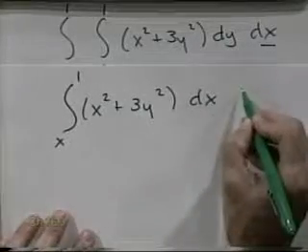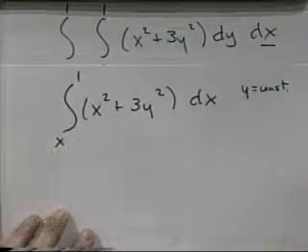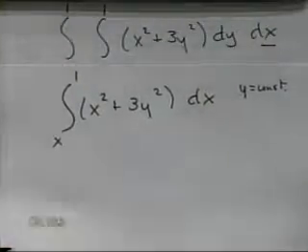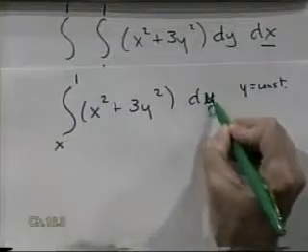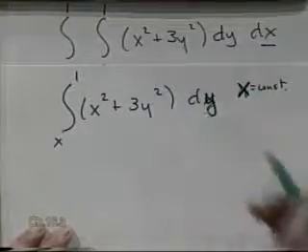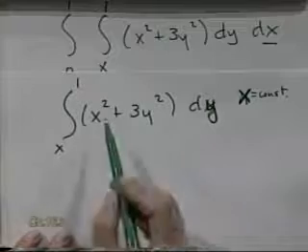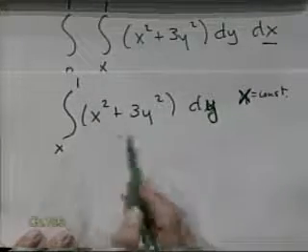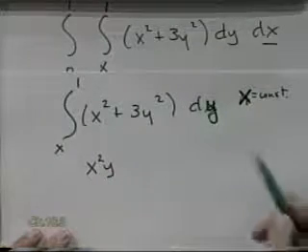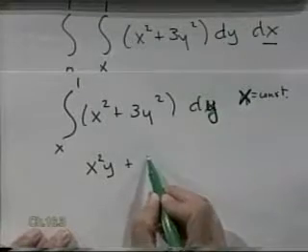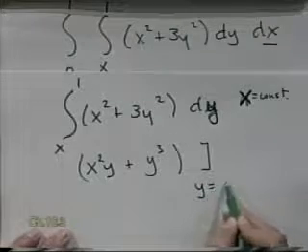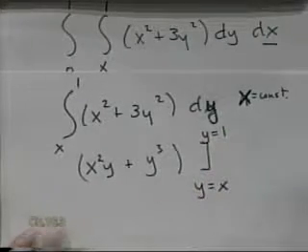Okay, I'm integrating with respect to x, so y is a constant. So the integral of x squared with respect to x is, oh, was it with respect to y? Oh, you're right. Okay, x is a constant because we're integrating with respect to y, and so this is going to give me x squared y, right? And then I'm going to have plus y cubed. All right, and we're going to be integrating from y equals x to y equals 1.